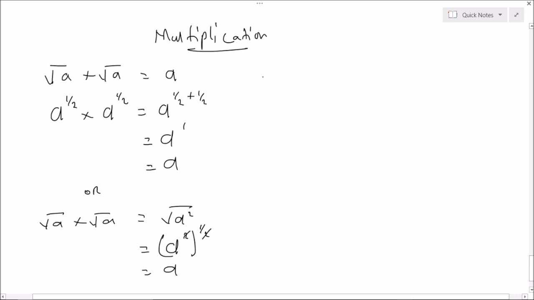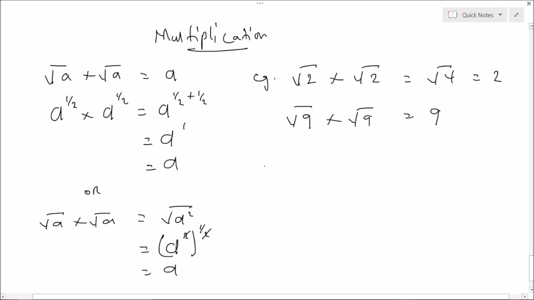That is, if we multiply any two surds that are the same, then you get the radicand. For instance, root of 2 times root of 2 is the same as root of 4, which gives us 2. So in short, root of 2 times root of 2 is simply 2. Or root of 9 times root of 9 is simply 9.